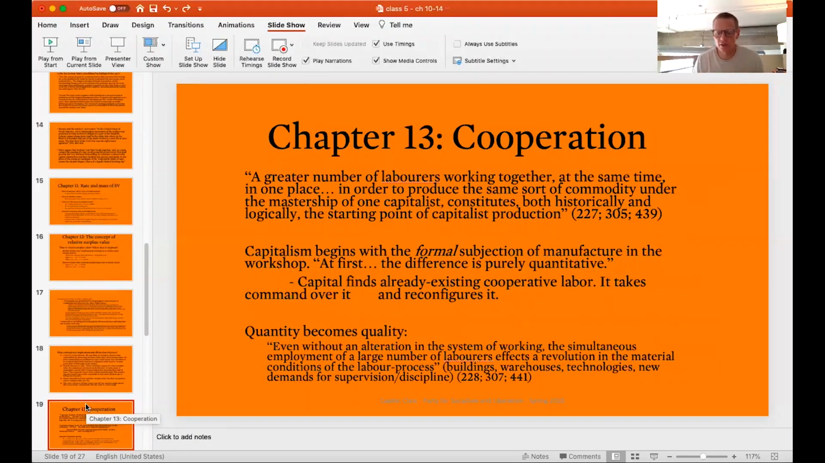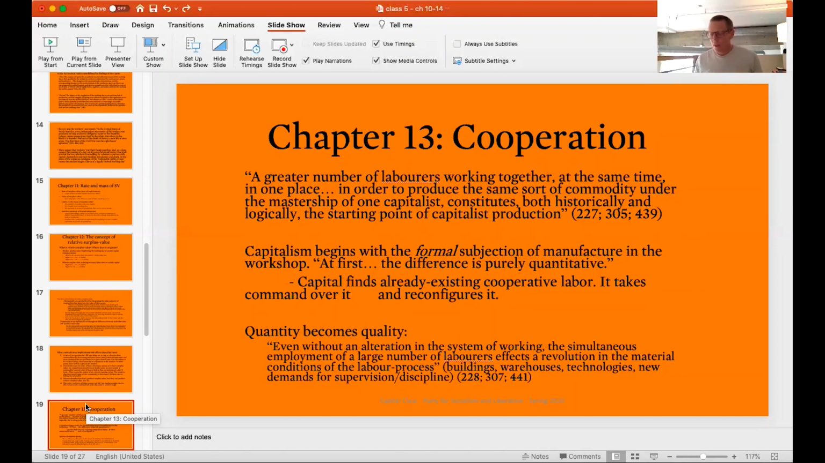All right, and so the first way in which relative surplus value can be produced is cooperation. And again, capital finds cooperation already existing, right? And this is a starting point of capitalist production, right? A number of workers working together at the same time in one place to produce a commodity under the command of the capitalist. And so this is the formal subjection, and it's a quantitative distinction, right? But then capital takes command over it and reconfigures it, and quantity becomes quality.